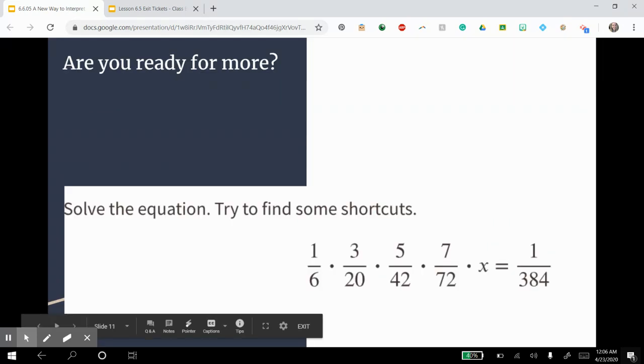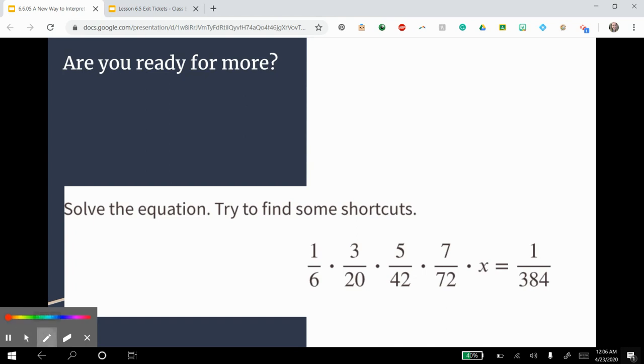Okay. So I think this is kind of a cool challenge problem to solve. I would definitely recommend solving this using cross cancellation. So I'm going to have you guys use, when they say shortcuts, they're talking about like cross cancellation there. So try and figure out if you can solve for what x is. All right. I'll give you a little bit of time to solve, and then I'm going to go tackle it.